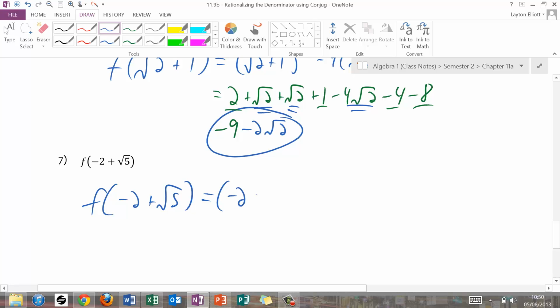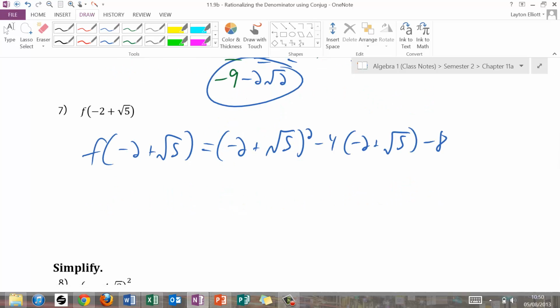So we have negative 2 plus radical 5 squared minus 4 times negative 2 plus radical 5 minus 8. Wouldn't you square the binomial?